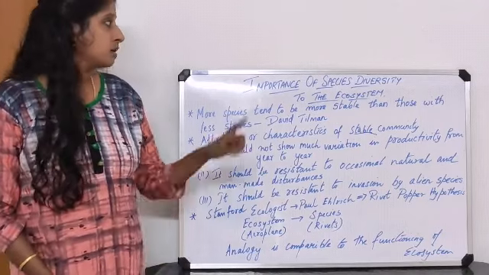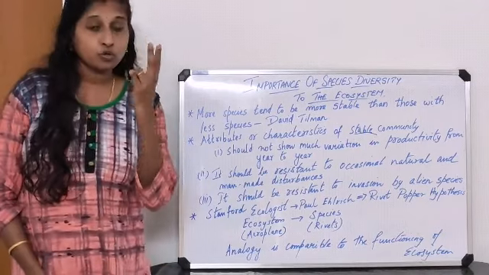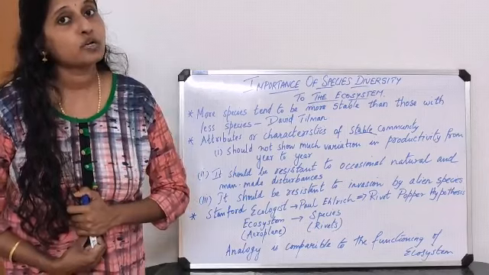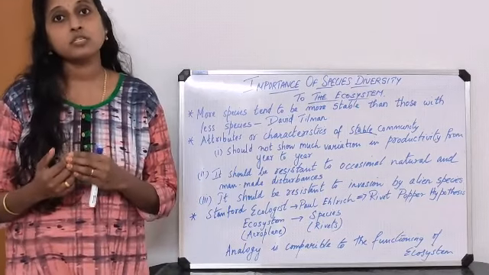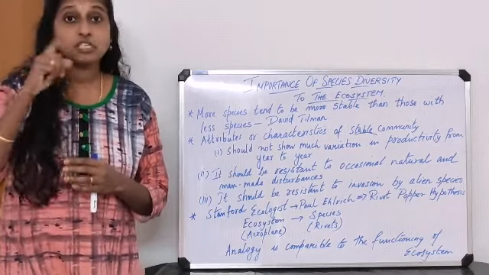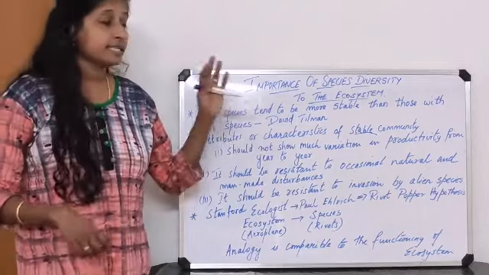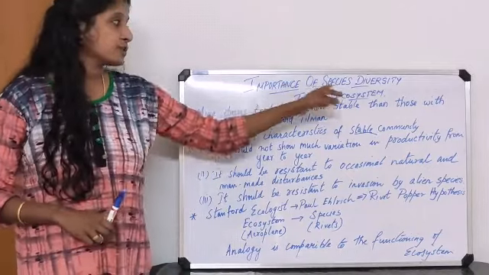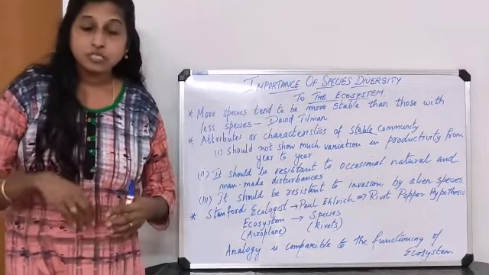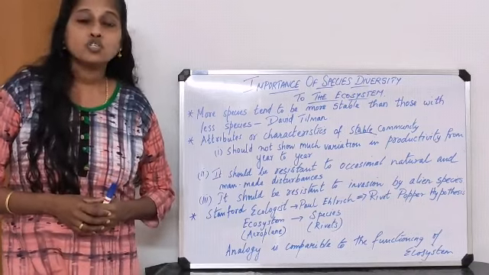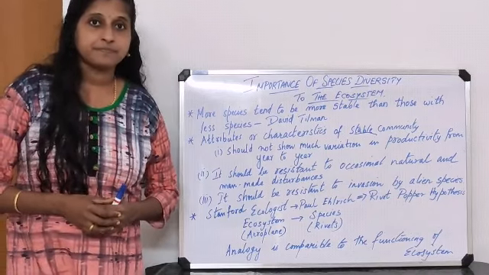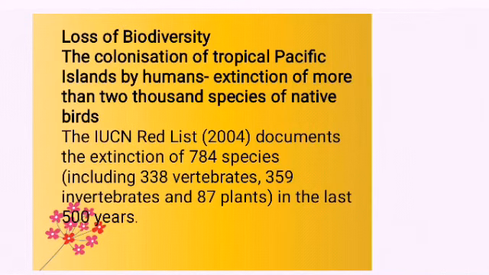Hope it's clear. Today we discussed two topics. The first topic was the species-area relationship, and the next topic is the importance of species diversity to the ecosystem. Next we are moving on to loss of biodiversity. Yes, the next topic we are going to discuss is loss of biodiversity.